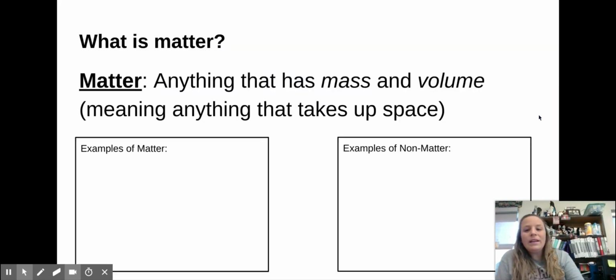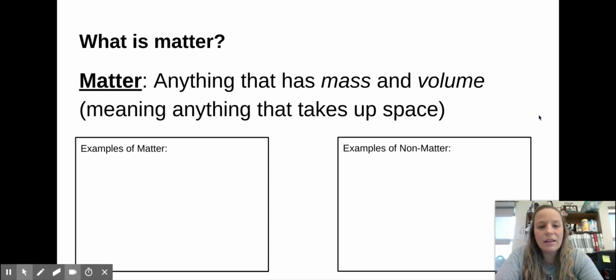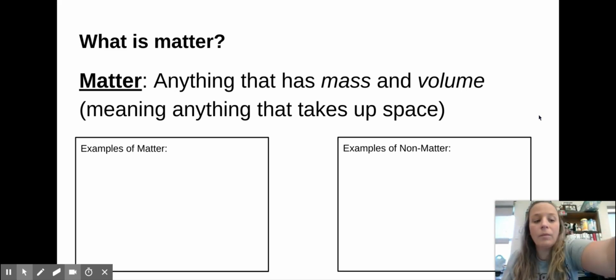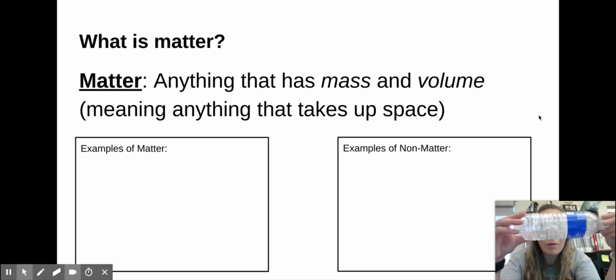So, what is matter? Feel free to pause this anytime you have to in order to write stuff down. But matter is anything that takes up mass and volume, or that has mass and volume. So anything that takes up space. Okay, so like this pen. I can see it, it takes up space. The water in my water bottle. It's taking up space inside that water bottle.